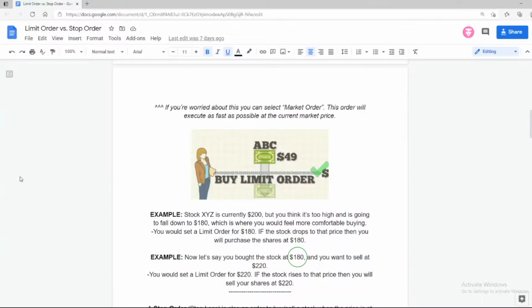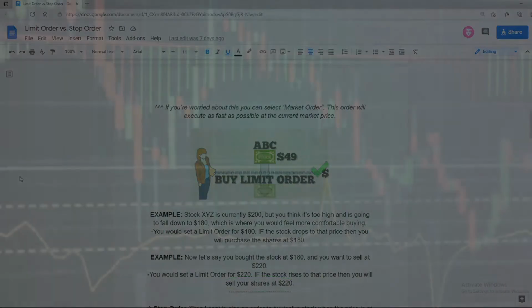Example 2, now let's just say that you bought the stock at $180. Now you want to sell it at $220. So you would set a limit order for $220 to sell. And if the stock rises to that price, then your order will fill, meaning that you will sell your shares for $220. Once again, as long as there is volume.